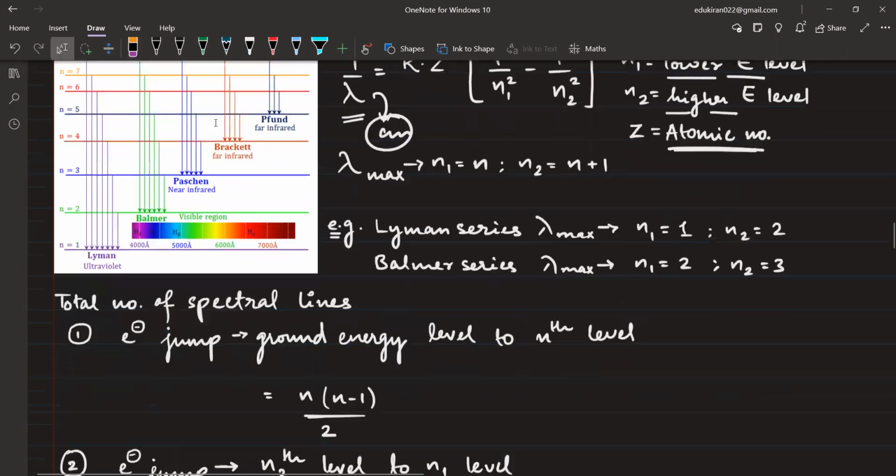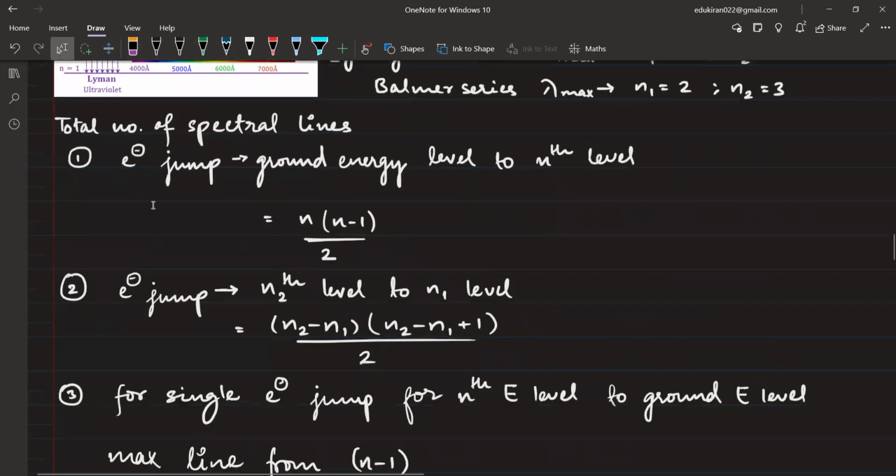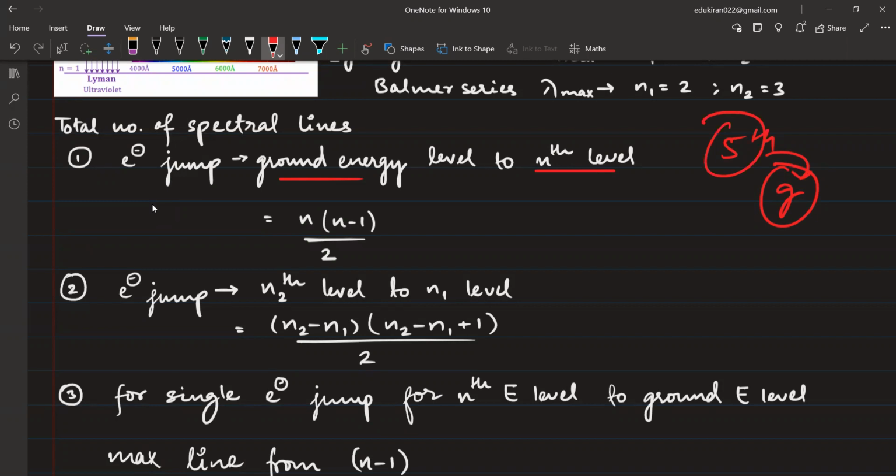Okay. Now moving on, the total number of spectral lines that you are going to get. If the electron is jumping from ground energy level to the nth level, या nth level से ground energy level में आ रहा है, then the total number of spectral lines will be n into n minus 1 upon 2. You have to remember this. अगर उन्होंने सिर्फ ये बोला कि fifth से ground में jump कर रहा है, then how many spectral lines? n into n minus 1 upon 2. What is going to be the n? N will be 5. ठीक है.